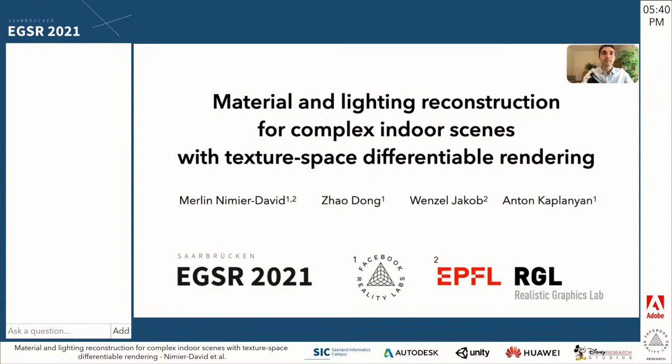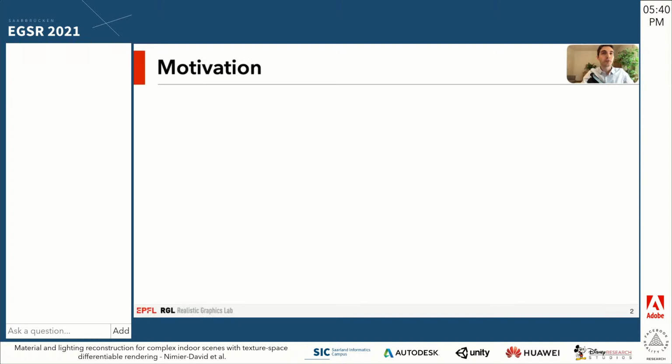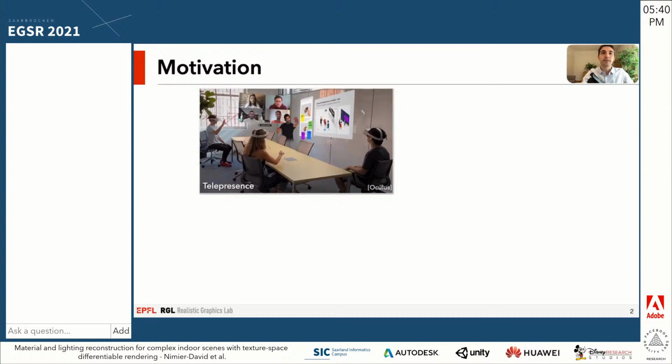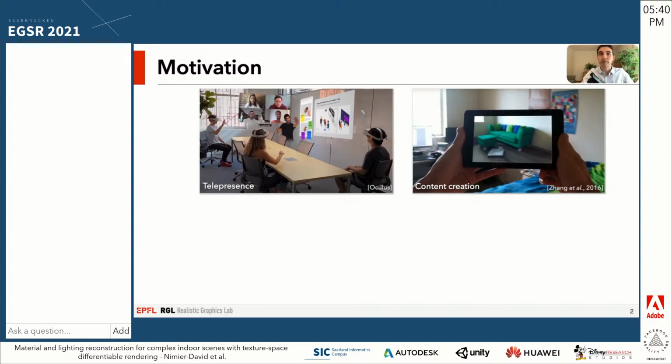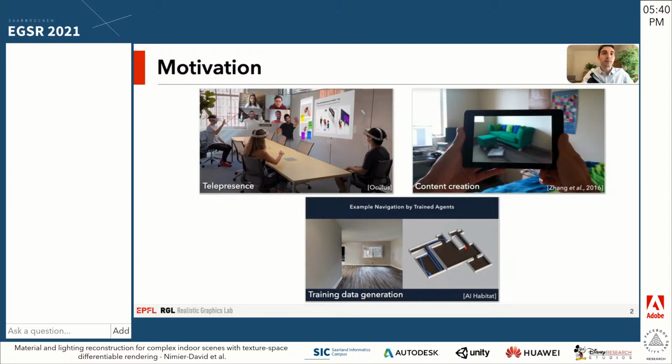Hello, everyone. My name is Merlin, and I will present our work on reconstructing materials and lighting of complex indoor scenes with differentiable rendering. This is joint work with Zhao Dong, Vincent Jakob, and Anton Kaplanyan. Being able to accurately reconstruct real-world places digitally is the starting point for a number of important applications. This includes, for example, meeting in VR in a shared place, but also democratizing 3D content creation, and importantly, enabling the generation of high-quality training data, for example, to train autonomous robots.